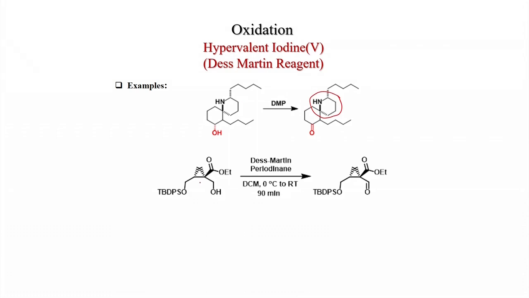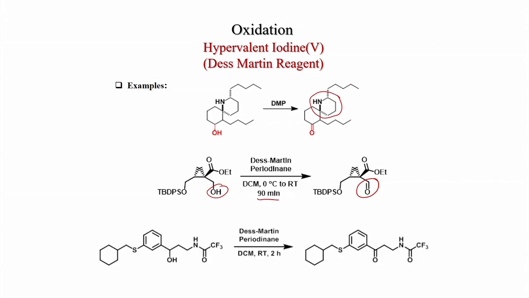Also, here a cyclopropyl group is there. And this is a quaternary center, and this primary alcohol is selectively oxidized to the aldehyde without disturbing the quaternary chiral center. And this is very mild: DCM, 0 degrees centigrade to room temperature, only 90 minutes, and you can get a very high yield of this product. This is another substrate where a secondary alcohol is present, an amide is present, and a thioether is present.